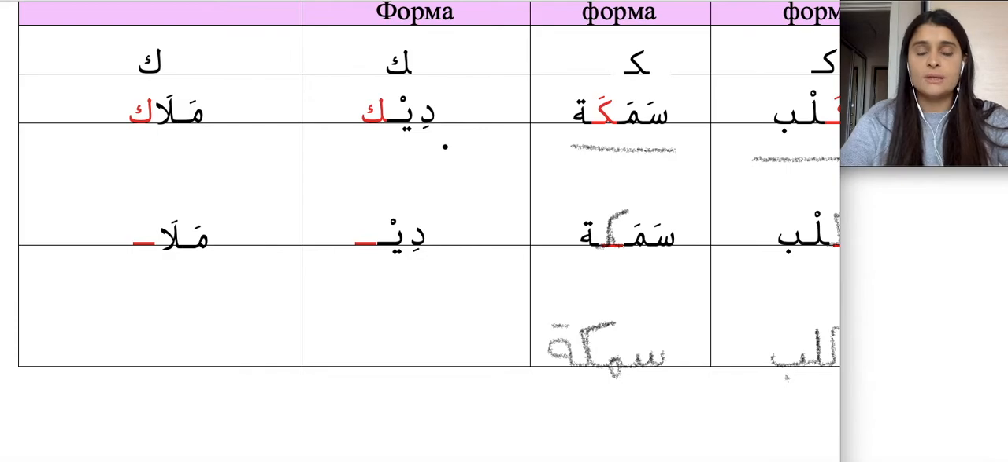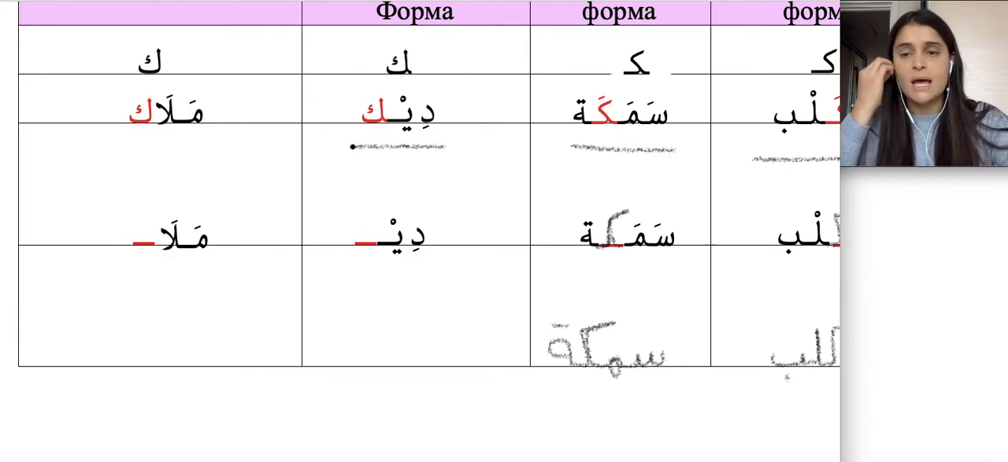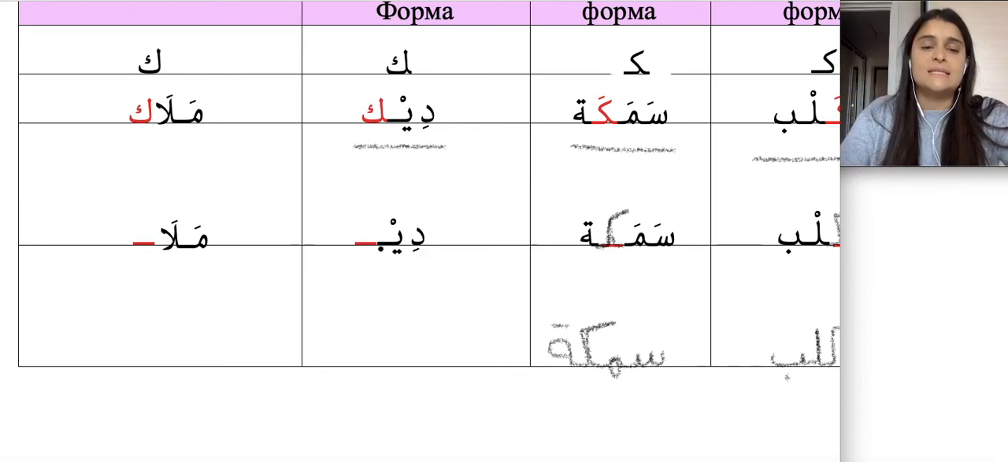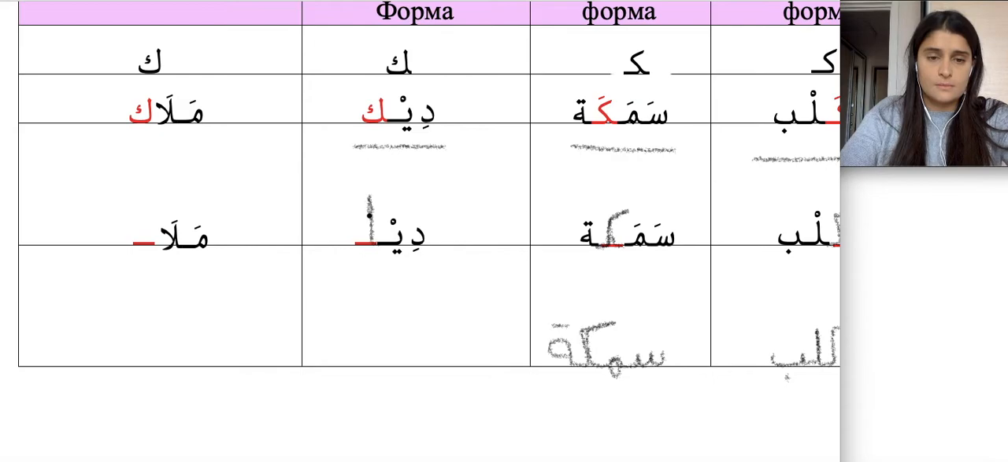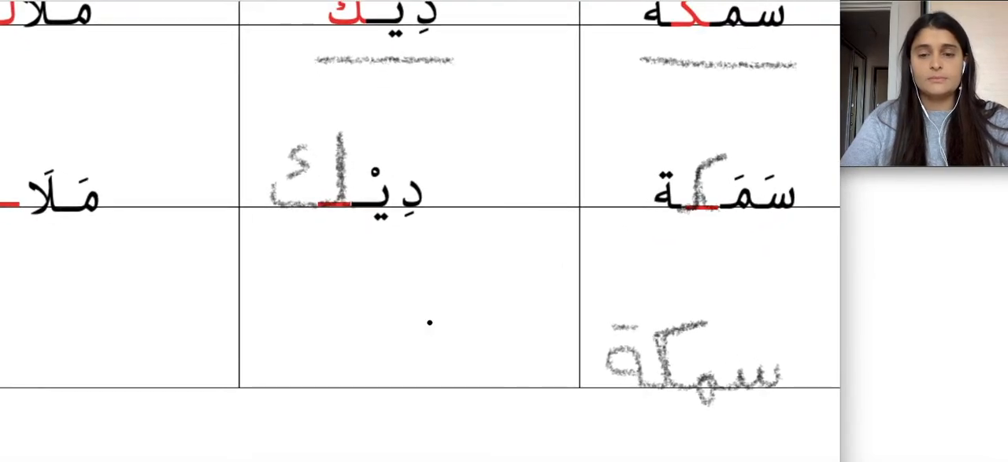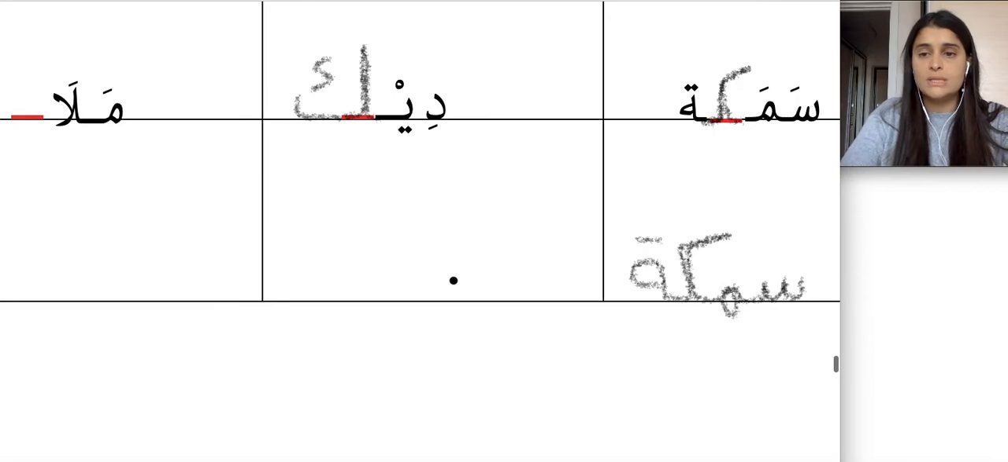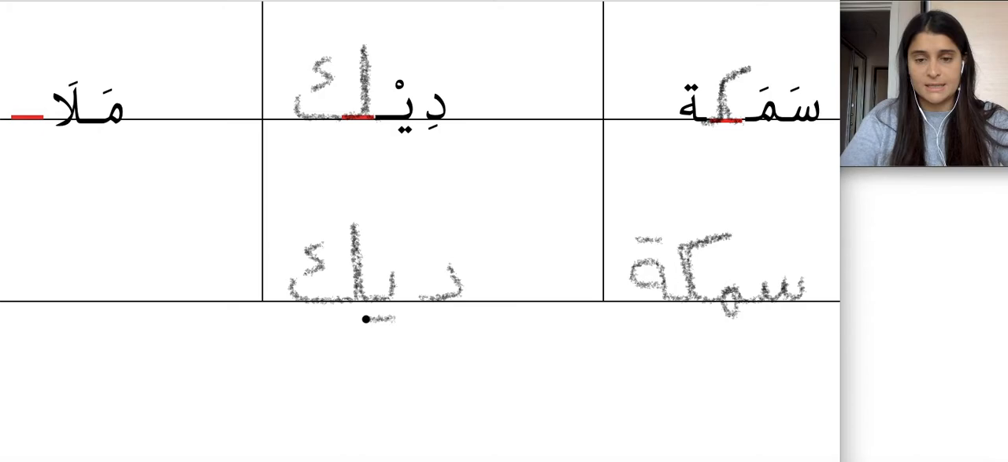And then we have letter Kaf at the end of the word, and our example is the word dik, which means rooster. We will write the missing letter here, like this. And then we're going to write the word dik. Dal by itself, and then letter Ya and letter Kaf, like this, dik.